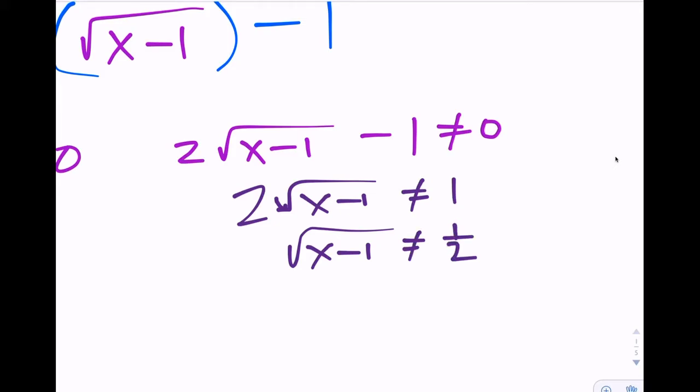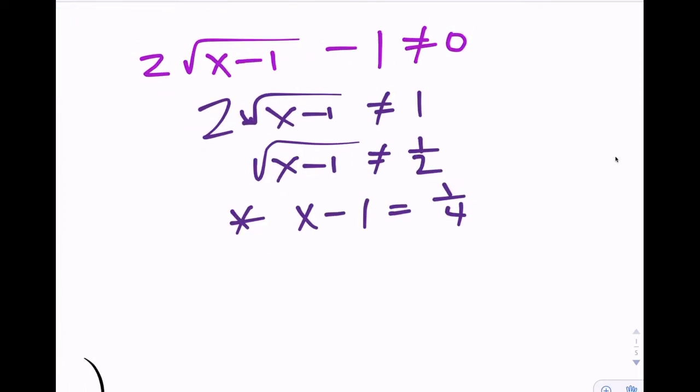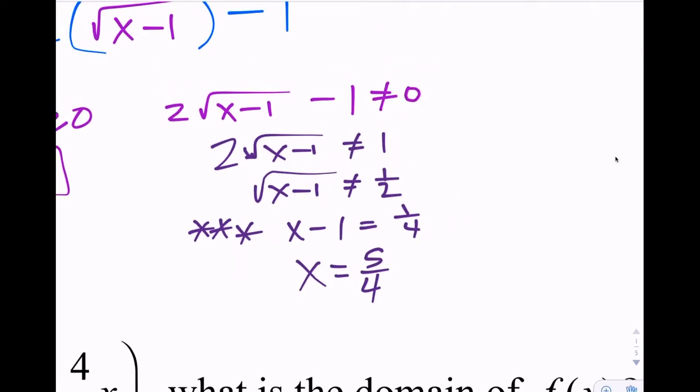Divide by 2. Square both sides now. And remember, when you square both sides, 1/2 times 1/2 is 1/4. You have to what with your answer? Check for extraneous solutions. When you add 1 to both sides, 1 plus 1/4 is 1 1/4, also known as 5/4. Now we're going to check.